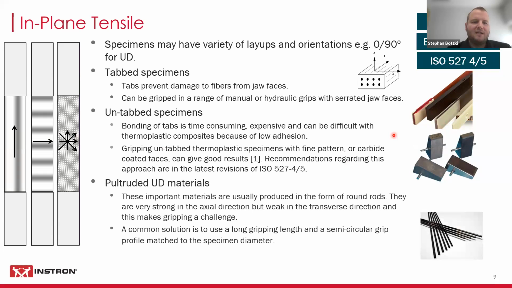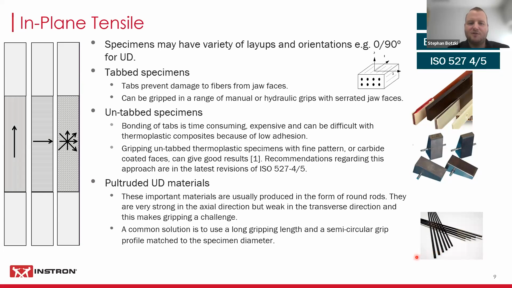Another in-plane tensile material that we can look at would be pultruded UD materials. UD again means unidirectional, so all of your fibers would be in one direction, most likely in the 0-degree direction. These are very important materials. They are usually produced in the form of round rods, like we can see here down in this picture. They're very, very strong in this direction, the direction the fibers are oriented, but they're very, very weak in the transverse direction, which obviously makes gripping very, very challenging. Like the same problem, or even harder to do, as with a normal coupon, you might break them while you're gripping already, or you initiate damage to them.